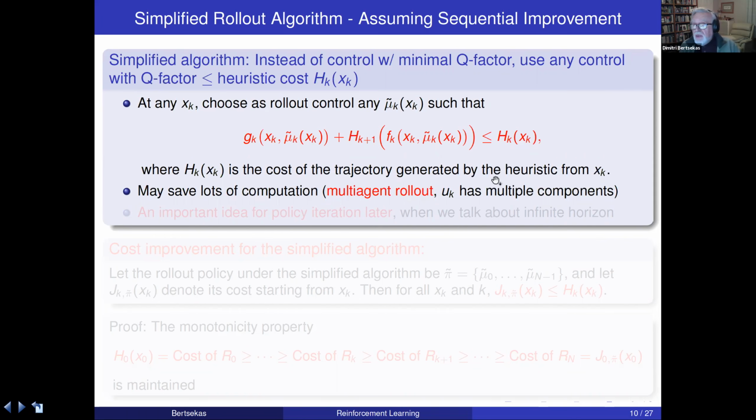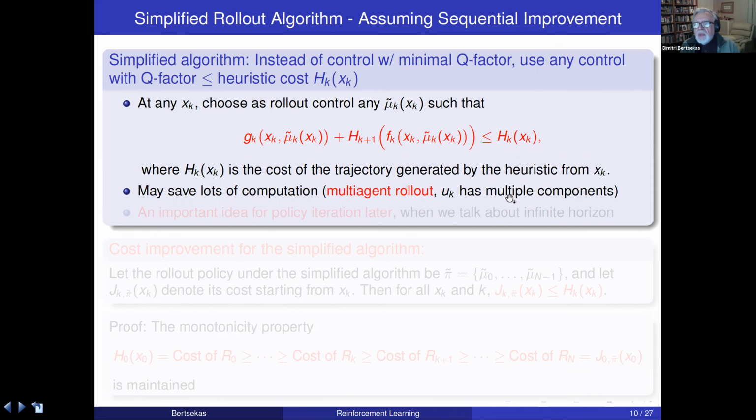Now, an important case of this type that we have already examined is multi-agent rollout. In multi-agent rollout, we don't examine all Q factors, all controls. We don't do a minimization over the joint selections of the different agents.